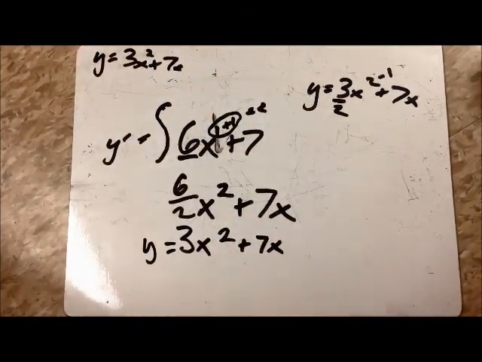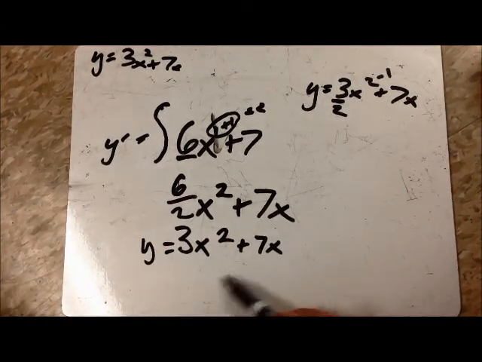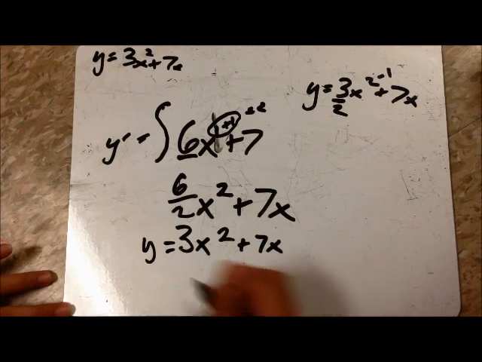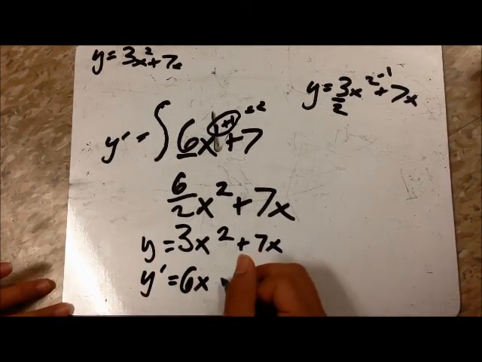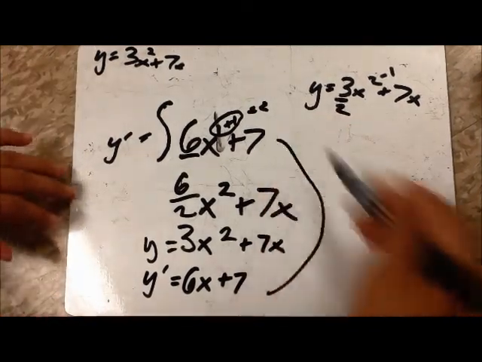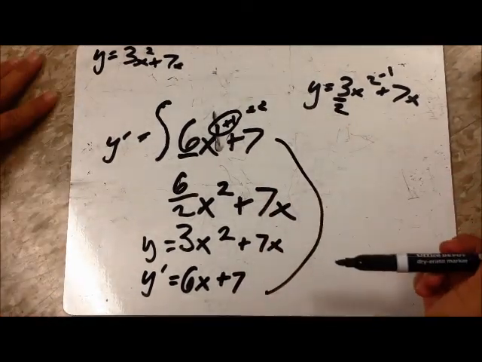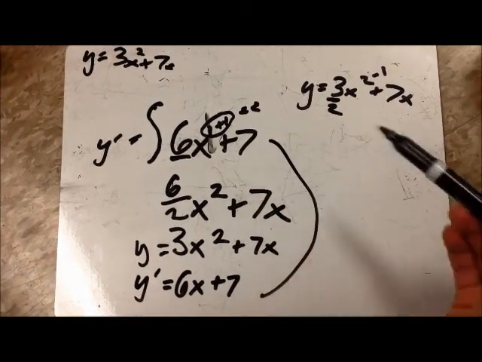So one really good way to check your work when doing an integral is to just take the derivative of your answer. So let's do that. y equals 3x squared plus 7x. y prime equals 6x plus 7. Hey, look, that's what we started out with. Same thing. Means you got your answer correct. If the derivative of your answer is the same as your original integral, then you know you're doing it right.